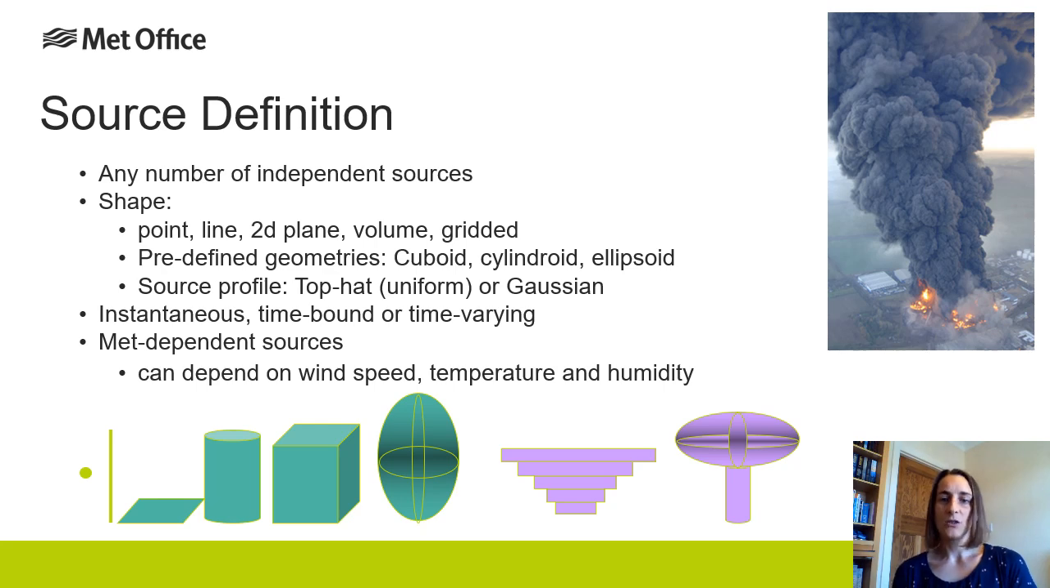For some species, you can also ask NAME to put in a met dependency. So for some of the work we do around animal diseases, certain impacts from the rain or from different types of temperature can affect how a source might get released, and the model is able to take account of that as well. So defining your source appropriately is very important, but it's also quite complicated, so it's just a note of caution.